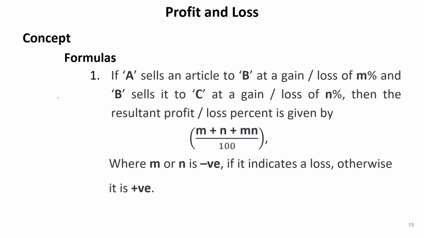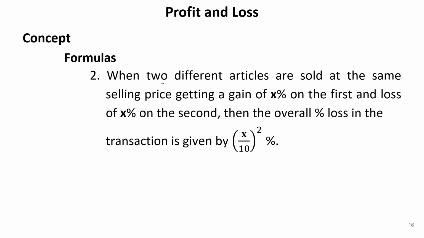So let's see the next formula, that is A sells an article to B at a gain or loss percentage of M%, and B sells it to C at a gain or loss percentage of N%. Then the resultant profit or loss percent is given by M plus N plus MN whole by 100. Where M and N are negative, it indicates a loss, otherwise it is positive and it indicates a profit. So when two different articles are sold at the same selling price, getting a gain of X percentage on the first and a loss of X% on the second, then the overall percentage loss in the transaction will be given by (X by 10) whole power 2 percentage.